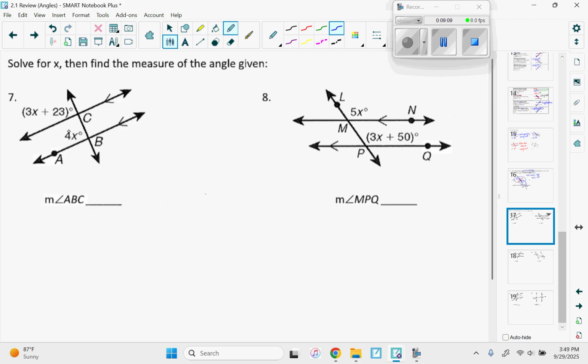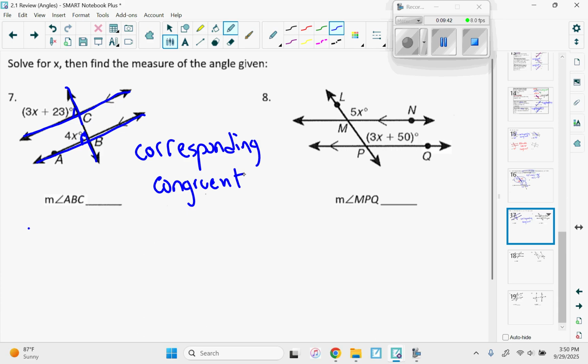I noticed we have parallel lines and we have a transversal. And both angles are on the same side of the transversal, and it looks like I can just slide 4x up to here, where 3x plus 23 is. And we can slide that up there and call it corresponding angles. And if we look at our notes, the corresponding angles are congruent again.